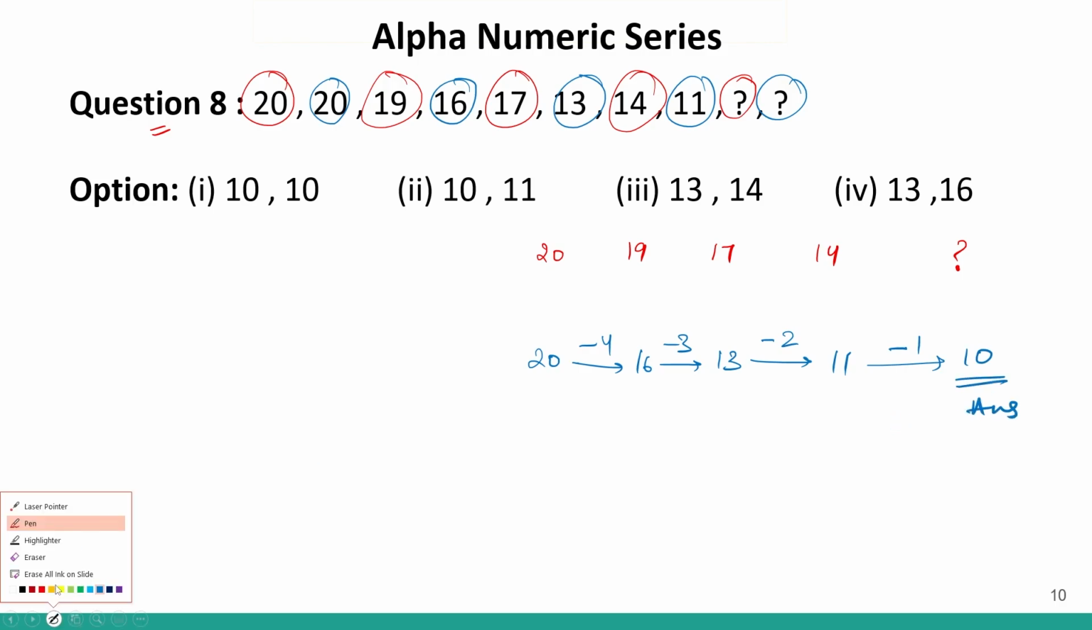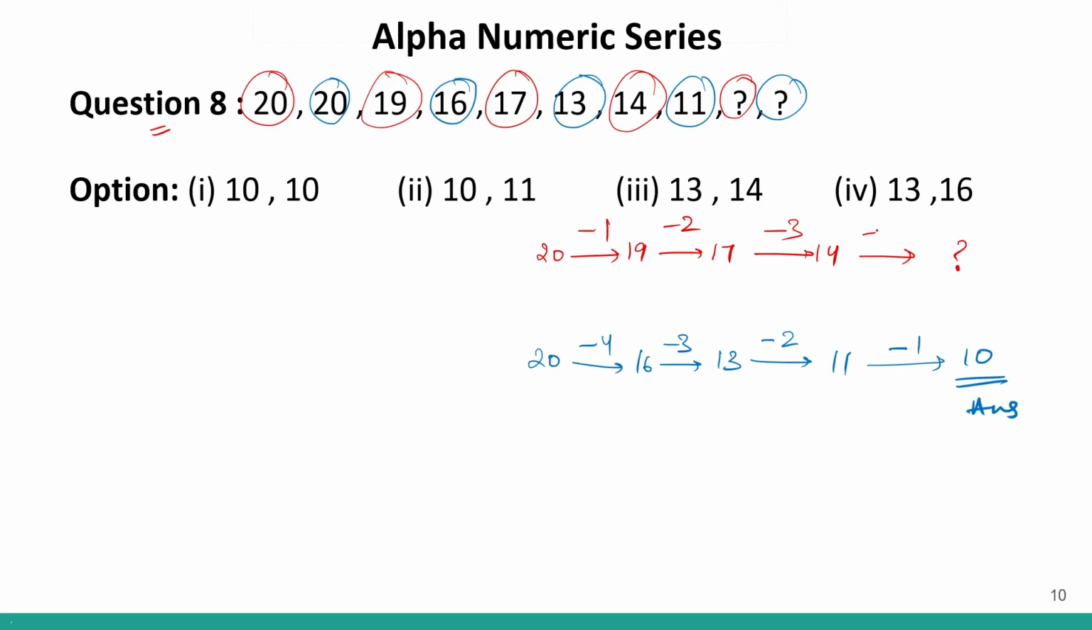Now moving on to the first series. 20 to 19 is minus 1. 19 to 17 is minus 2. 17 to 14 is minus 3. So this is increasing: minus 1, minus 2, minus 3. Next will be minus 4. If I do minus 4, I'll get 10. This will be my answer. So my series is a combination of 10 and 10. I have these two terms. So option number 1 will be the answer because it is a combination of two series.